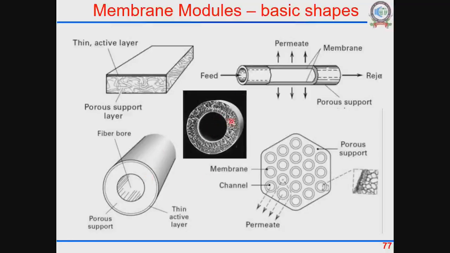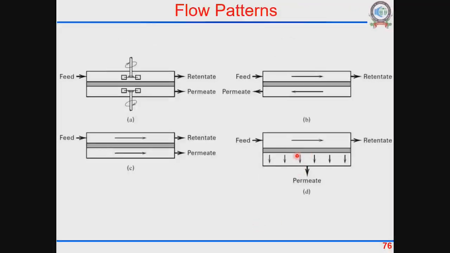You can of course integrate this in a multi-tubular channel. You could have each tube inside a porous support, and when feed is going through, permeate will go through this porous support, and combined permeate will come out, just like we had seen here.